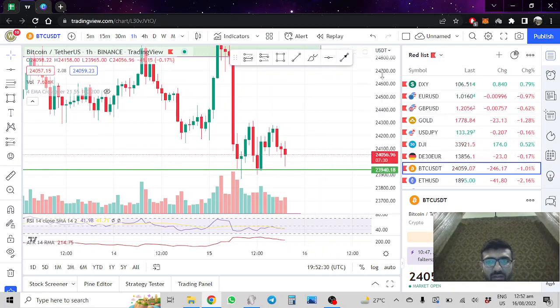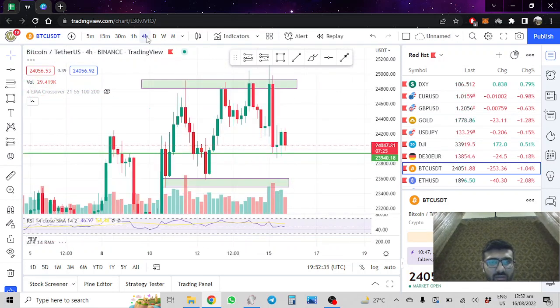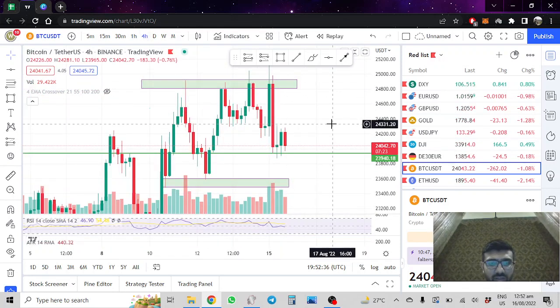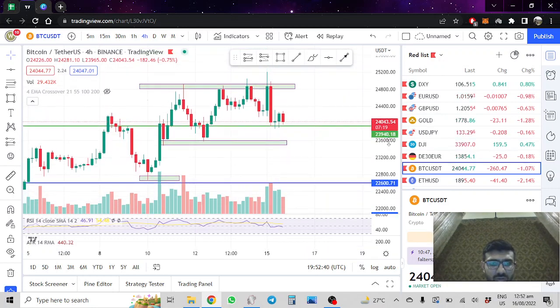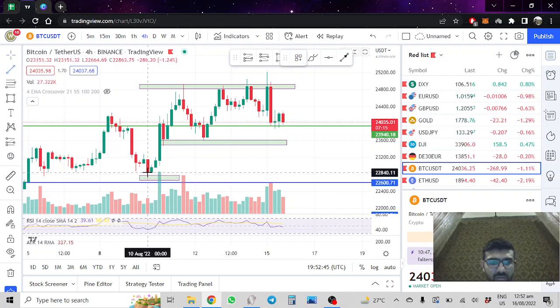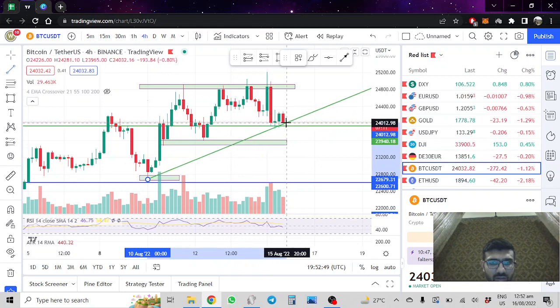At 23,940 in 1 hour, it is very bullish. Let's see what the situation is in 4 hour. In the 4 hour as well, it is extremely bullish. So what I can do is also make a trend line for you guys from here.